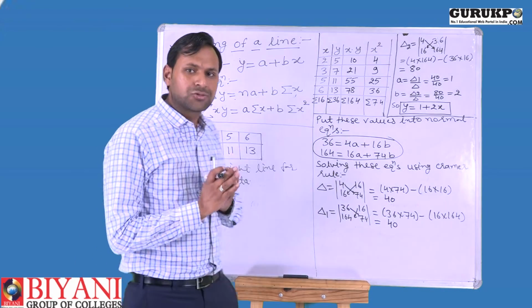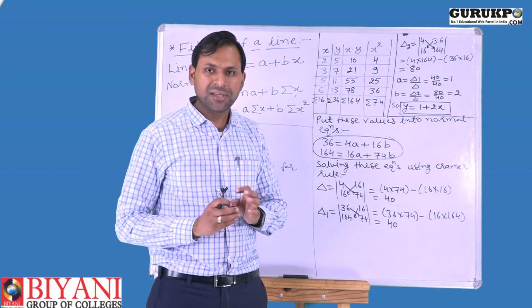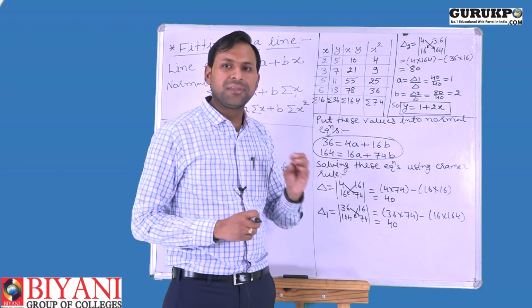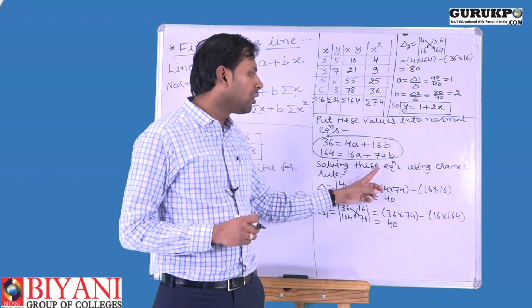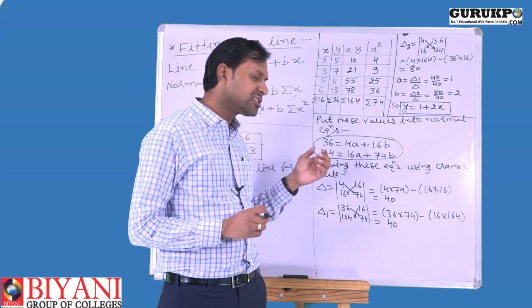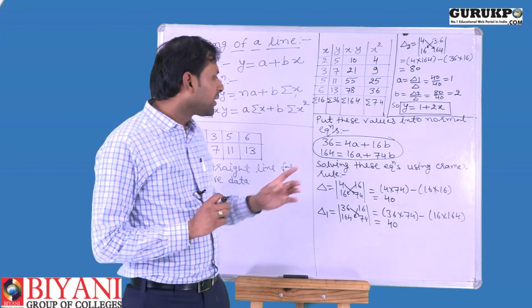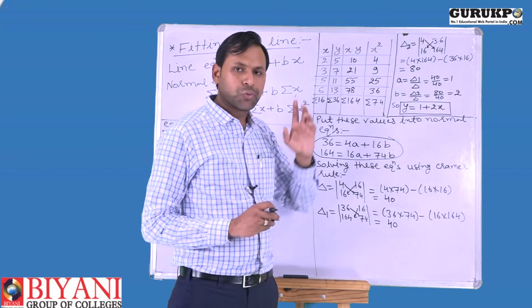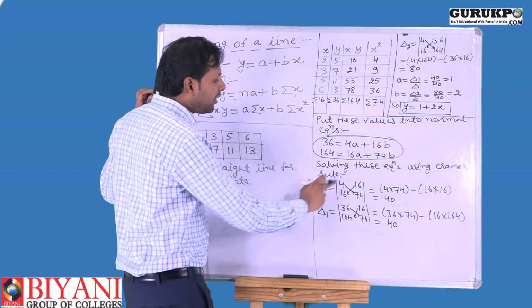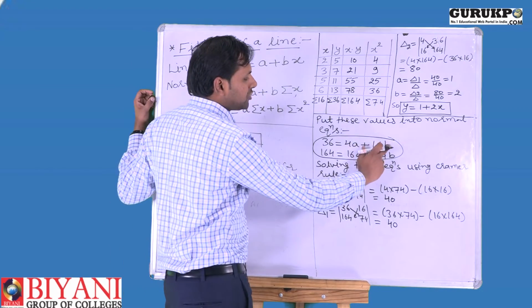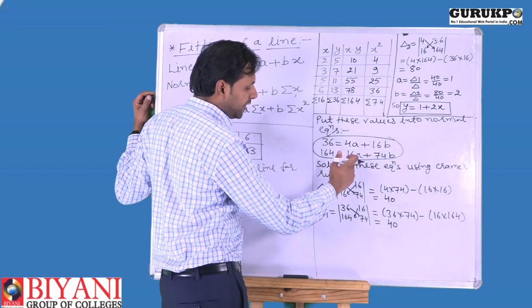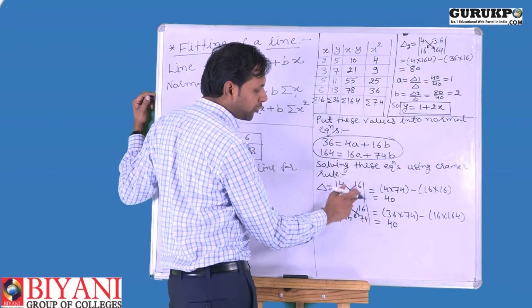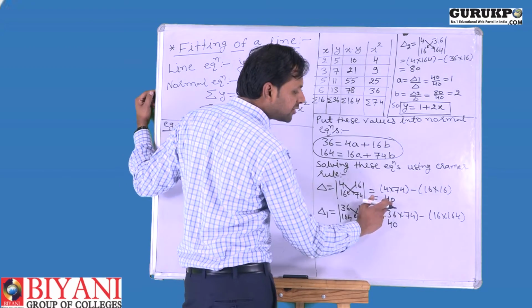We can solve these two equations by any method to find a and b. The best method is Cramer's rule. So I will solve these equations by using Cramer's rule. For Cramer's rule, we will find del, del 1 and del 2. How can we find del? The coefficient of a is 4, the coefficient of b is 16, then 16 and 74. Cross multiply these values: 4 into 74 minus 16 into 16, that is 40.